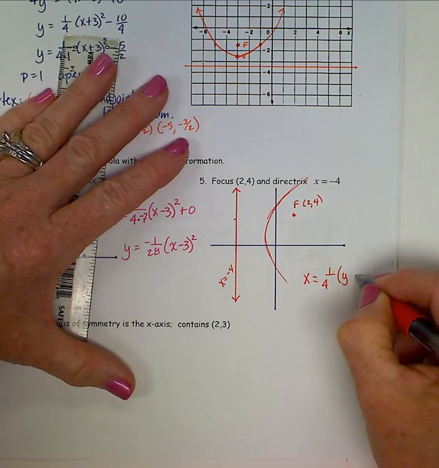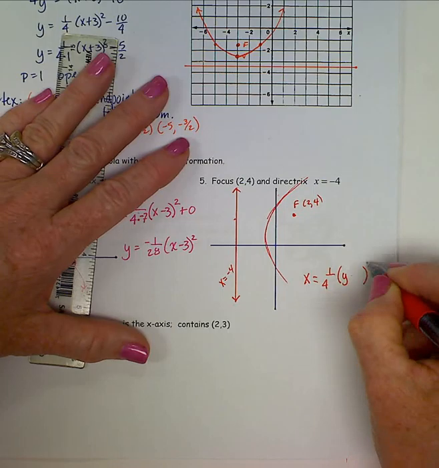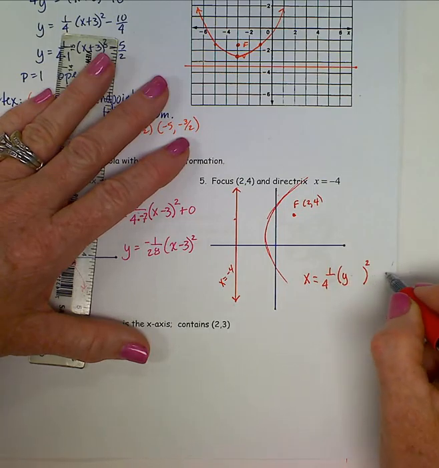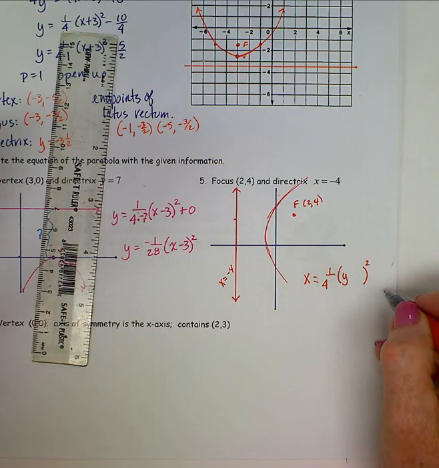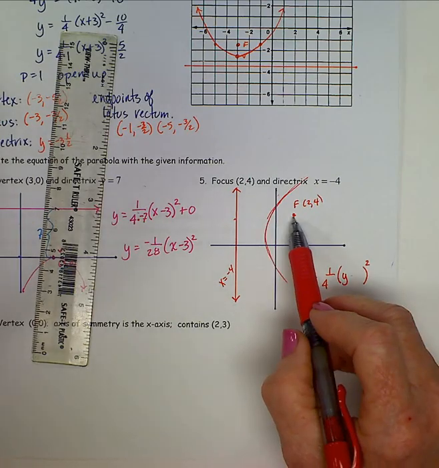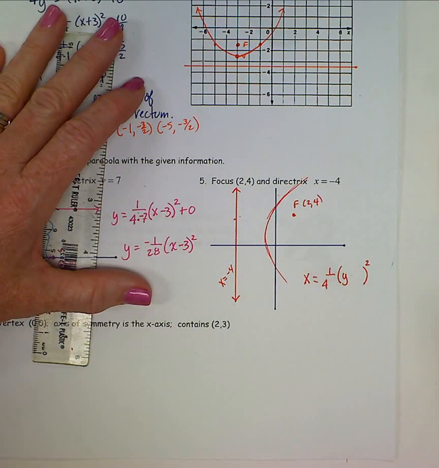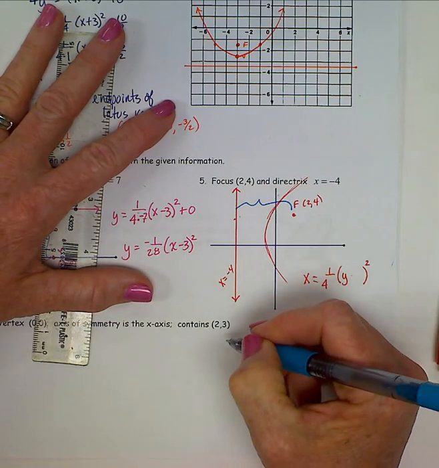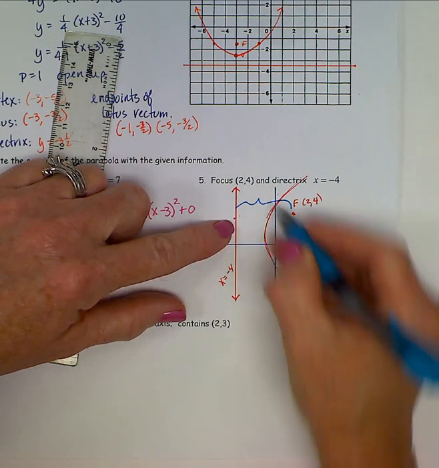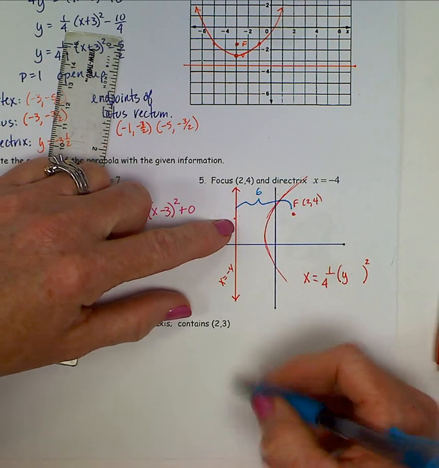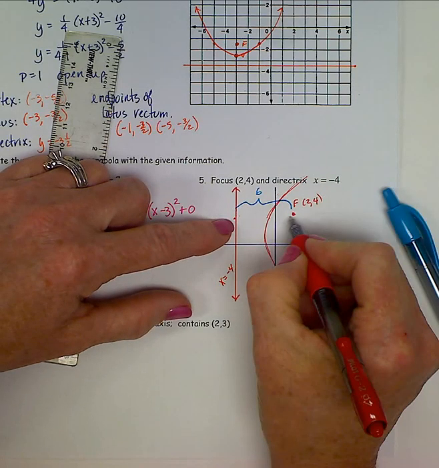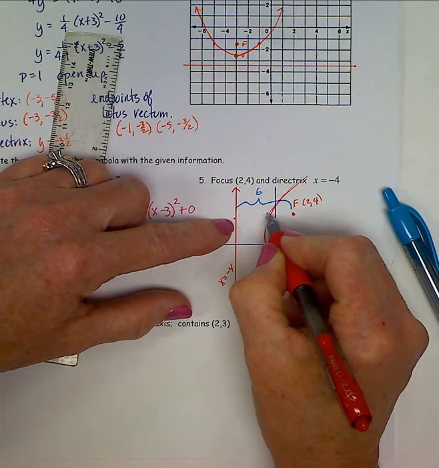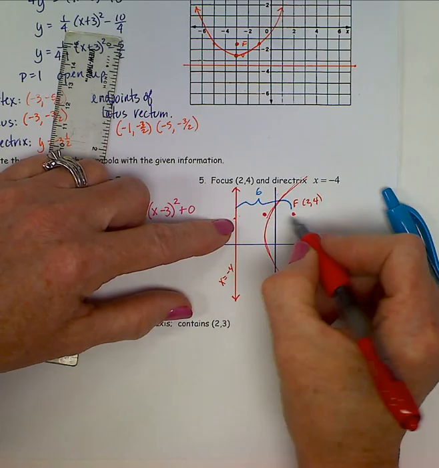y minus the y coordinate of the vertex. We don't know that. Plus the x coordinate of the vertex. Alright, so p is the distance from the vertex to the focus and from the vertex to the directrix. Well, how far is it from the directrix to the focus? From a negative 4 to a 2, that distance is 6, which means that this vertex, I'm off a little bit here, we'll fix it in a moment, has to be right about there. It has to be halfway in between.